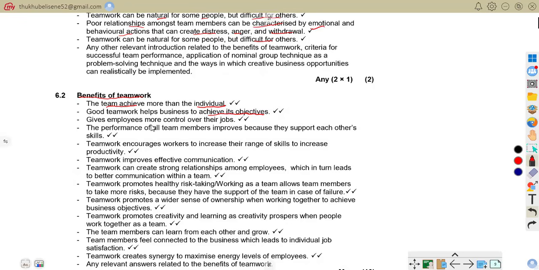It gives employees more control over their jobs. The performance of all team members improves because they support each other's skills. So where there is support, it means there is success. If team members support one another, it simply says there is going to be what? A success.